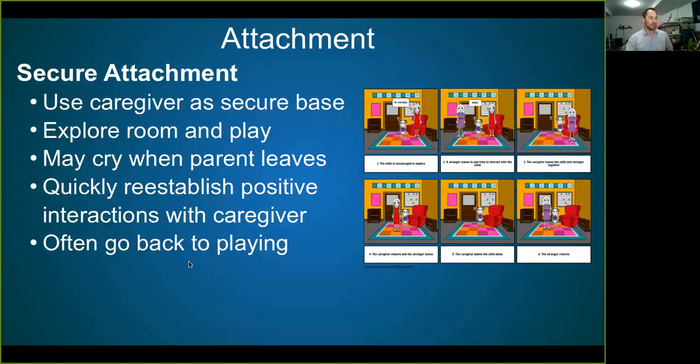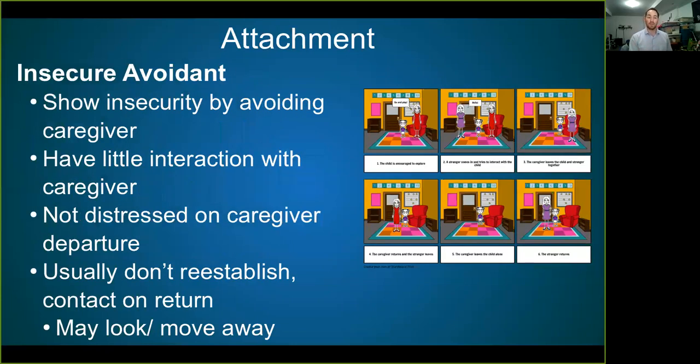So for secure attachment, what we generally see is that when they come into the room, the child uses the caregiver as a secure base. They will go maybe explore some toys, come back to the parent, or look at the parent to make sure it's safe to do other things. They'll explore the room and play. They might cry when the parent leaves, but when the parent comes back, they will quickly reestablish a positive connection to the caregiver and often go back to playing. So they won't be too upset for too long once the parent comes back.